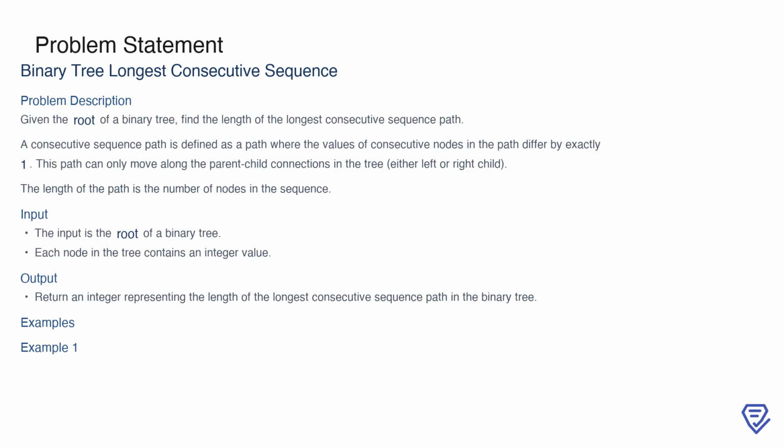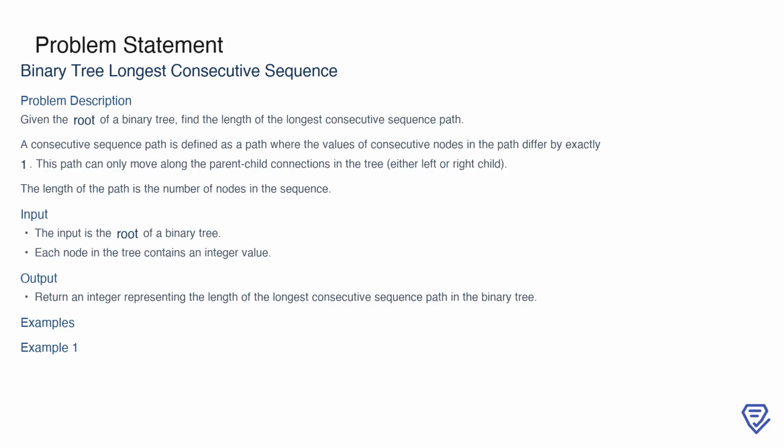In this problem, we are tasked with finding the length of the longest consecutive sequence path in a binary tree. A consecutive sequence path is a path where the values of consecutive nodes differ by exactly 1. Importantly, this path can only traverse along parent-to-child connections, whether through the left or right child. The length of such a path refers to the number of nodes included in the sequence.